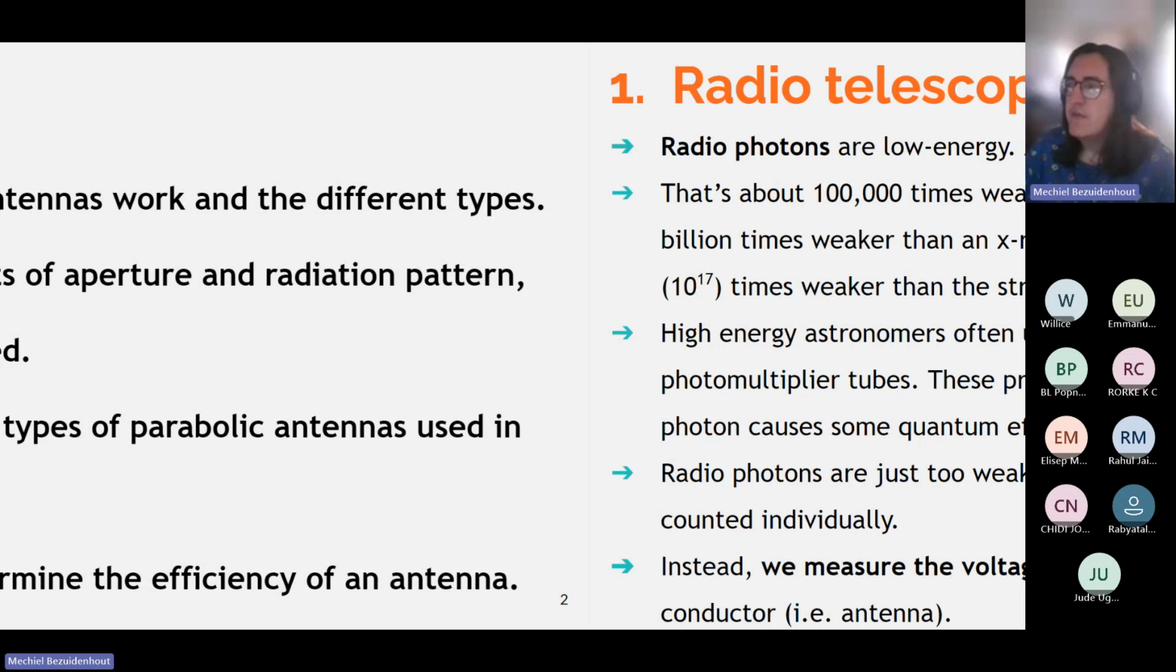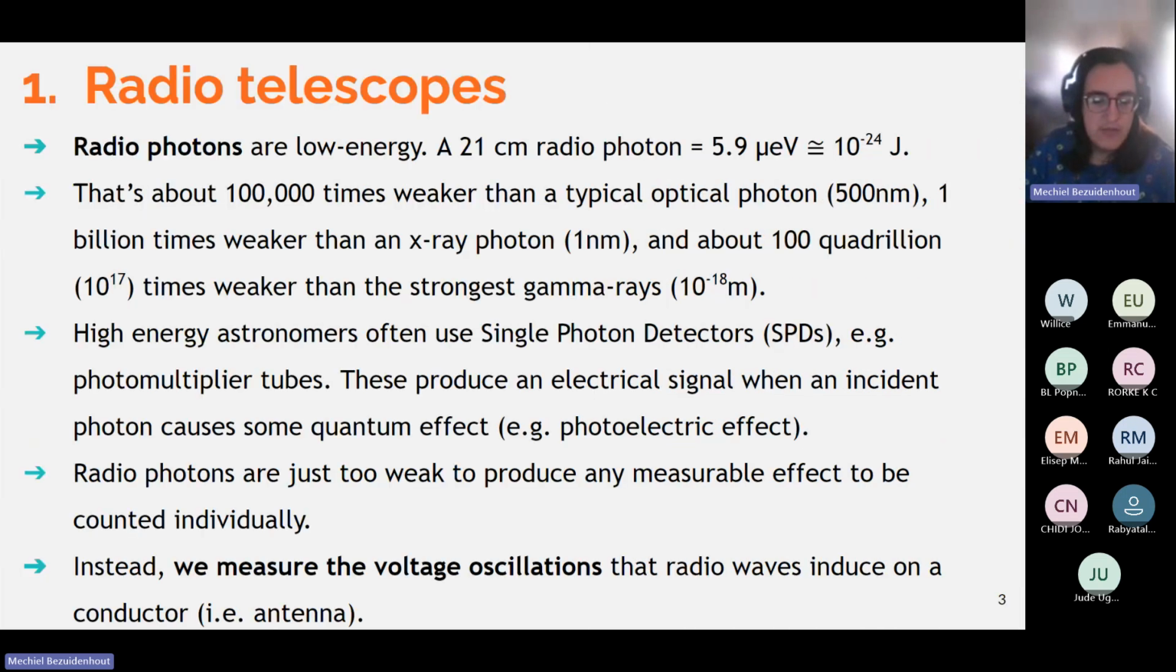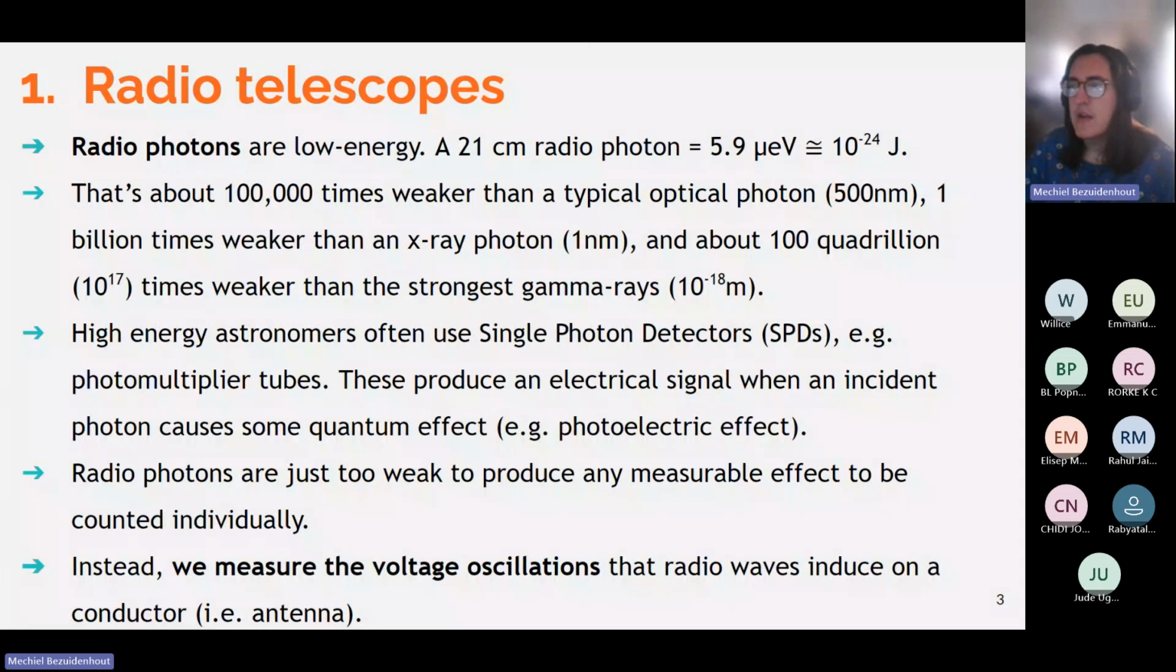So let's start from the beginning. When we're talking about radio astronomy, the single biggest factor to consider is usually the fact that radio photons are very low energy. So to give you some idea, a 21 centimeter radio photon is equivalent to about 5.9 micro electron volts, or about 10 to the power minus 24 joule.